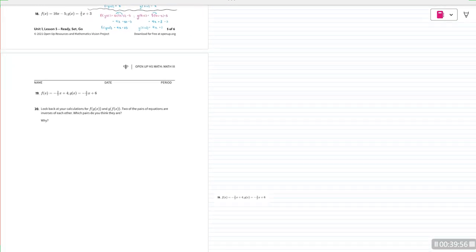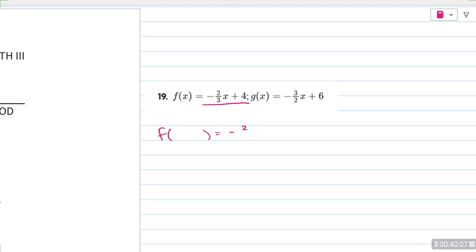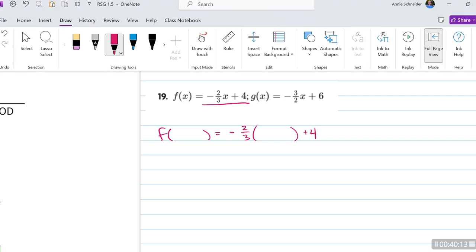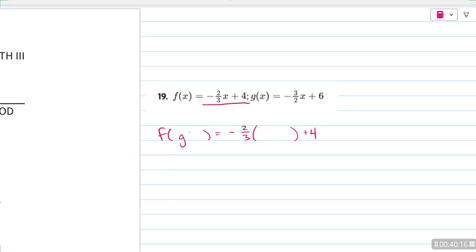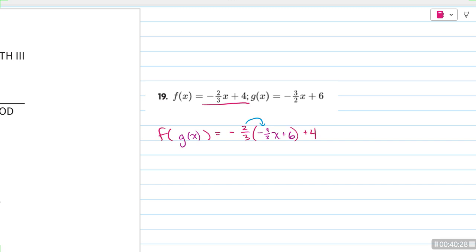So 19, I give myself some space for that one, so we'll do it off to the side here. For 19, we have negative 2/3 x plus 4 as our function for f. I'm going to leave a space where the x goes, plus 4. I'm going to fill in my g of x. So g of x is negative 3/2 x plus 6. So now let's distribute that negative 2/3. Well, 2/3 times 3/2, those are going to reduce down to 1. So negative times negative is also positive. So that just becomes x.